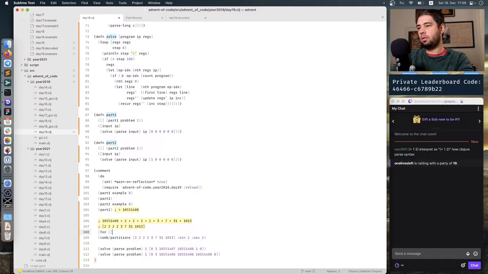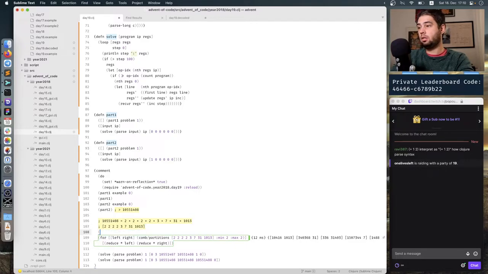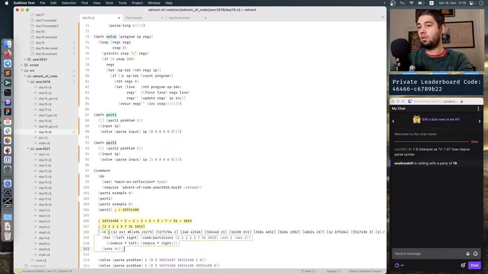Okay, for left, right, we actually multiply, reduce left, reduce right, right? And we make distinct. We make it into the set, right? And maybe let's map just to check that we are doing the right thing. We always get this number, which is cool.